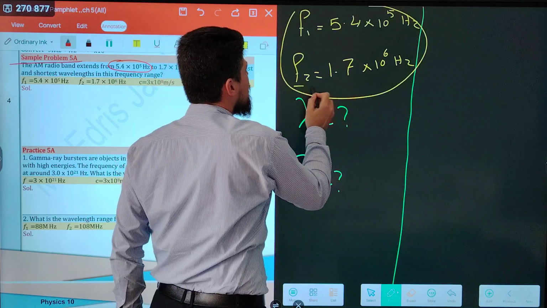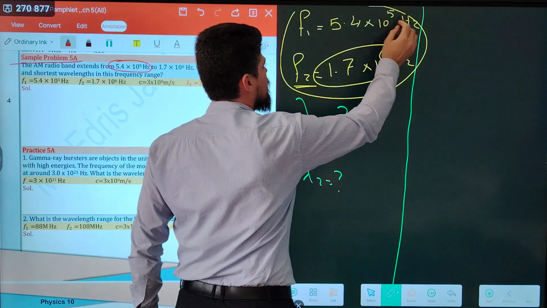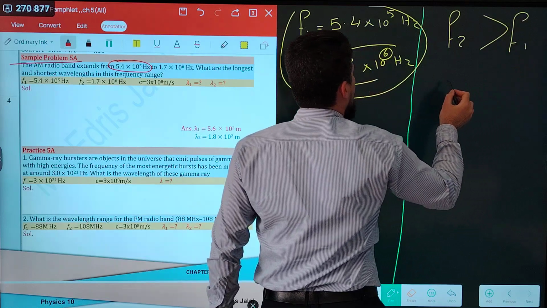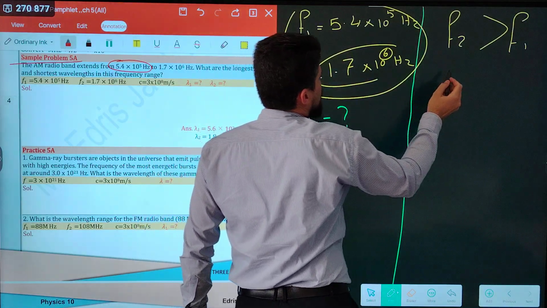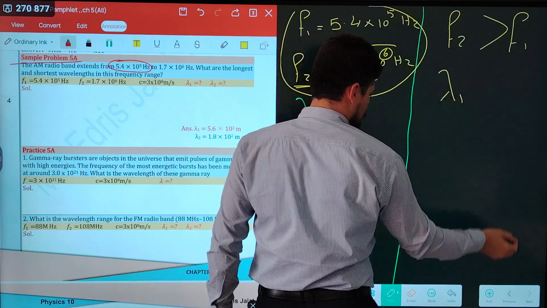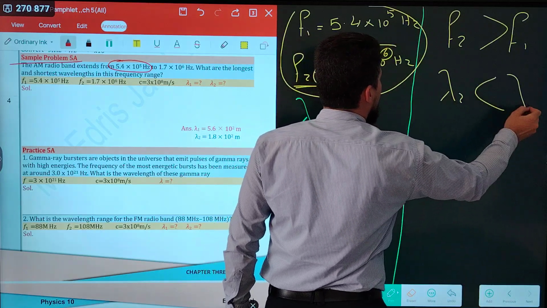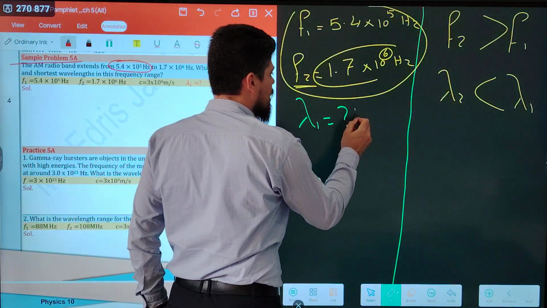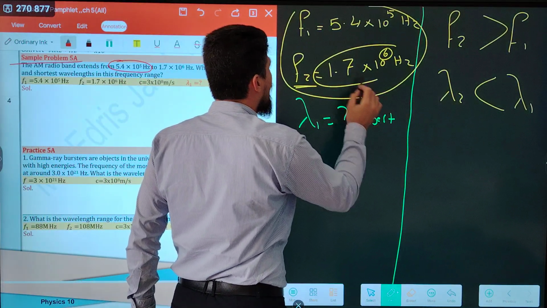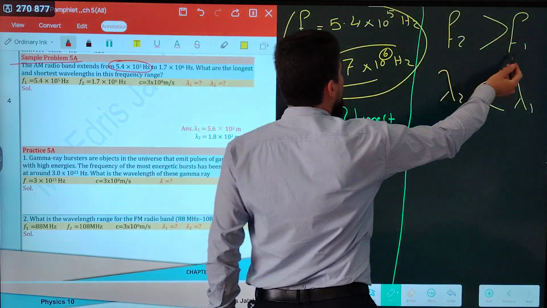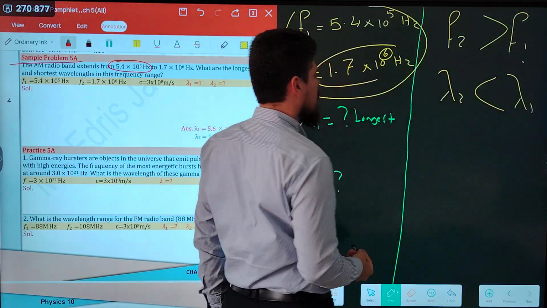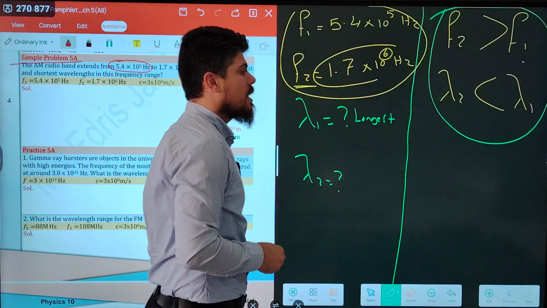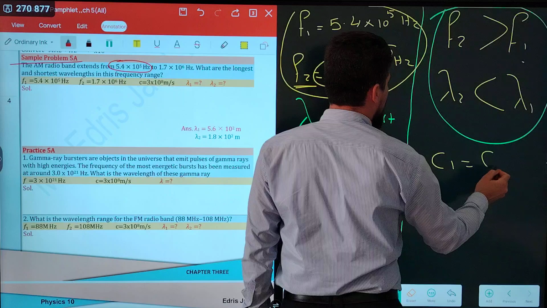Which one is bigger? Absolutely F2 is bigger because it's power 6, not 5. Because F2 is bigger than F1, lambda 2 is less than lambda 1. Lambda 1 has the longest wavelength. Why? Because F2 is bigger than F1, so lambda 2 is less than lambda 1, because they are inversely related, but C is constant.